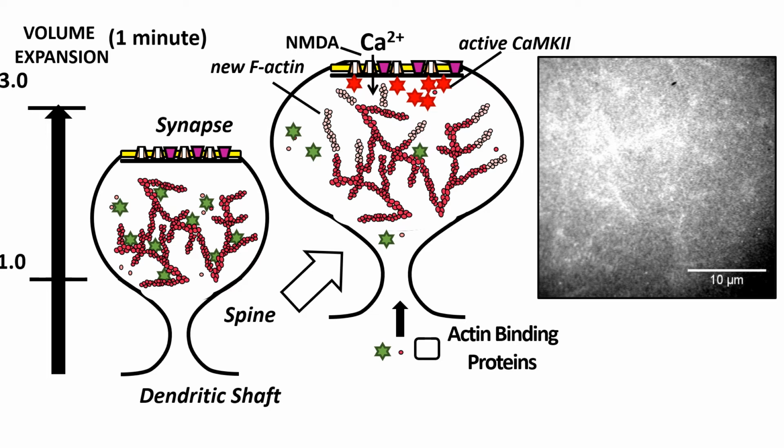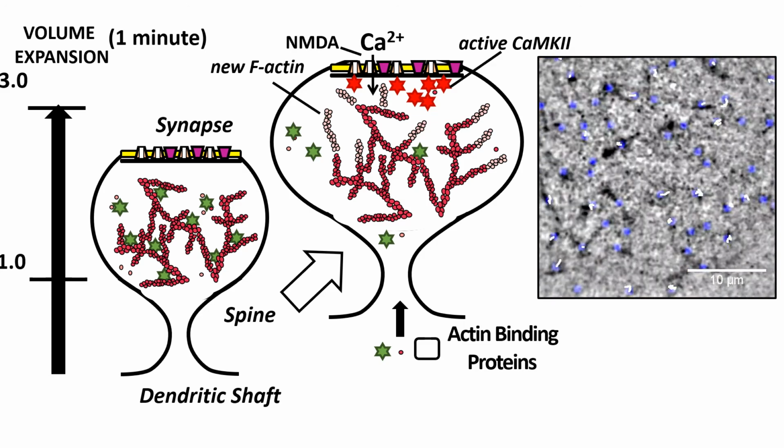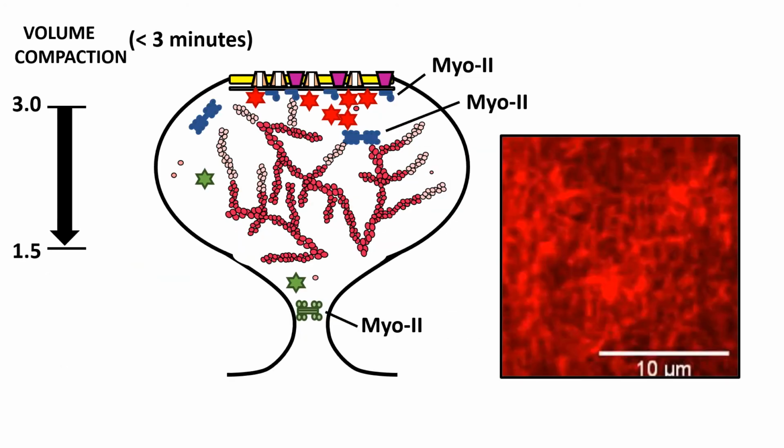First, the spine expands to twice its basal volume due to actin polymerization, initiated by CAMK2 activation and CAMK2 actin dissociation. In vitro, the dissociation from F-actin was coupled to network disassembly. Second, the spine compacts to a stable volume 1.5 times the basal volume.